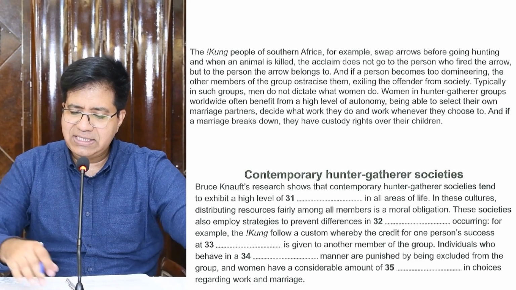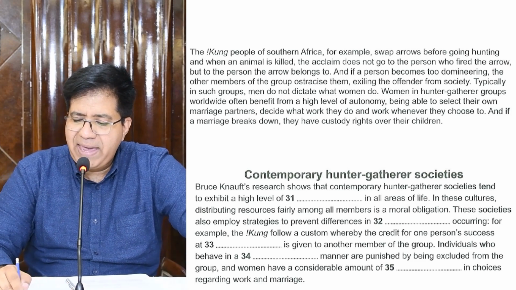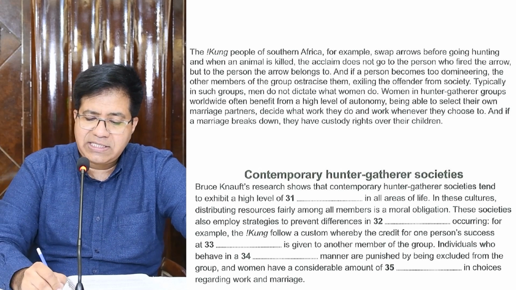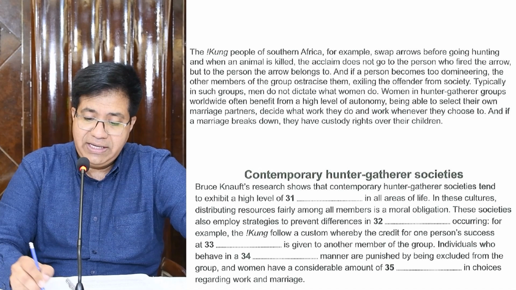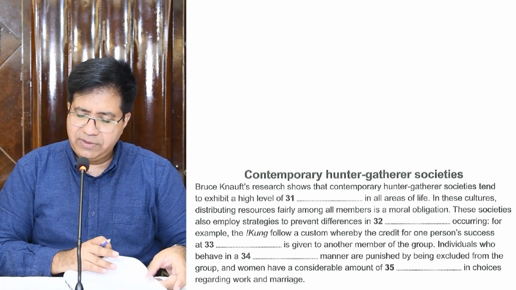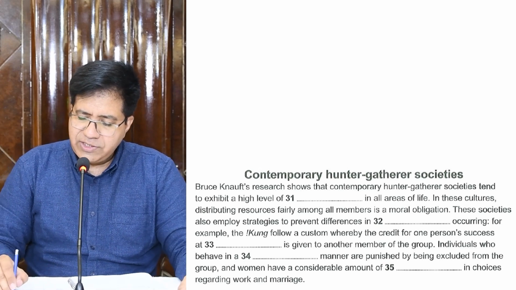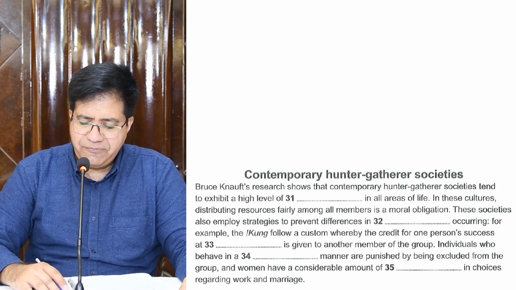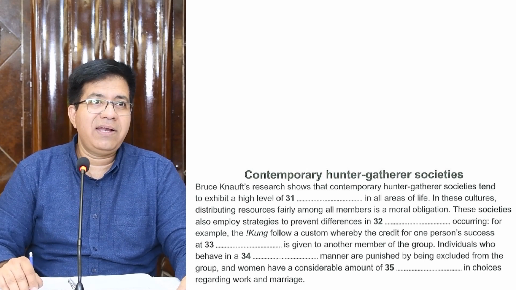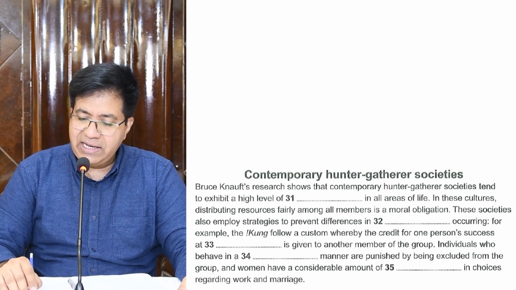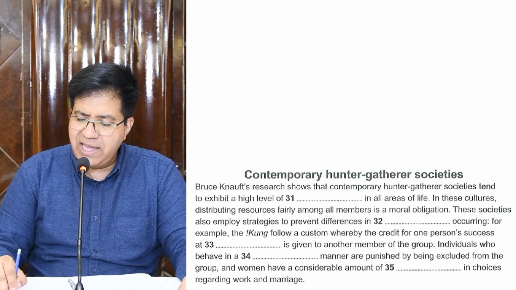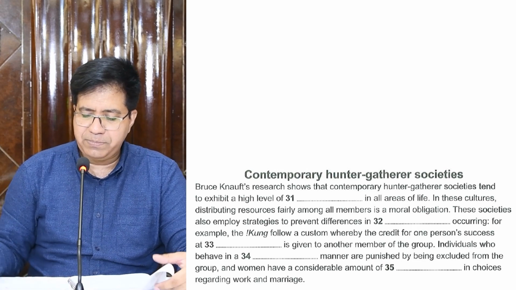Person's success at hunting. They said they swap arrows before going hunting, and when an animal is killed, that is success in hunting. The acclaim does not go to the person who fired the arrow, but to the other one. Next, individuals who behave in a dash manner are punished. Now, what manner? Arrogant manner or anything like that. Individuals who behave in a dash manner are punished by being excluded from the group.